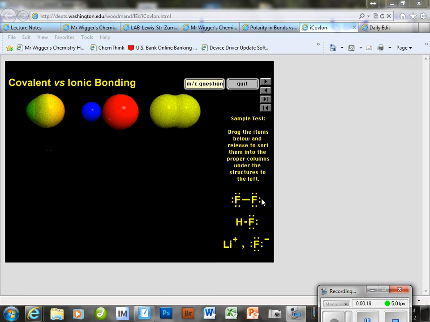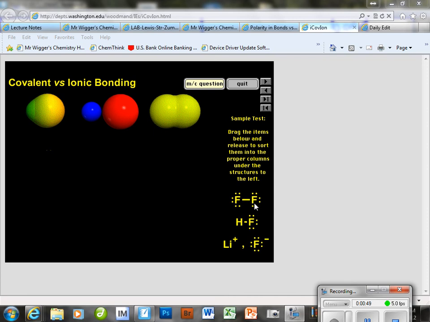You want to start out by looking at the different molecules here. So this molecule, for instance, and this molecule, and this molecule. What I'm going to do is look at the very top here, and this is two fluorines side by side, and I'm trying to think which of these is most likely to be represented by that particular Lewis structure, the way they've got it here.